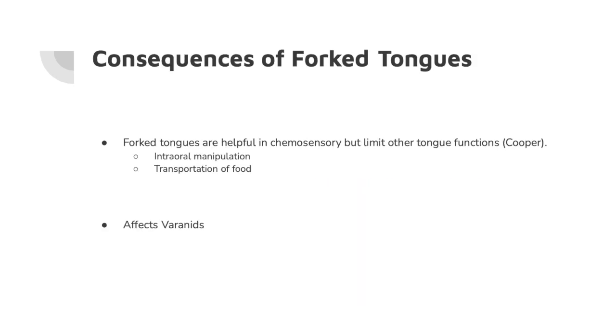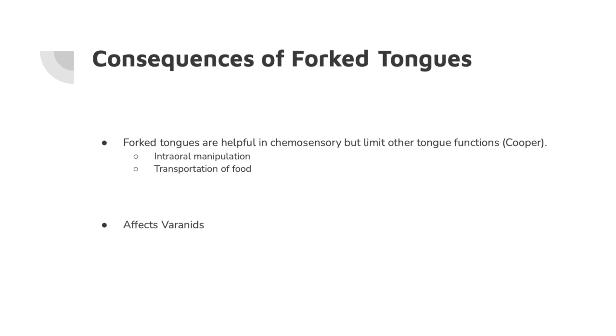While forked tongues are extremely beneficial for chemosensory, they also have negative consequences. In Cooper's study, they specifically investigated this topic. They found that lizards and snakes who have extremely forked tongues fail in other tongue functions. For example, they're unable to transport food or they have trouble with intraoral manipulation. This especially affects varanids, who have deeply forked tongues and are unable to do these things. This research was especially interesting because it shows that the forked tongue does have some benefits, but also has some drawbacks as well.